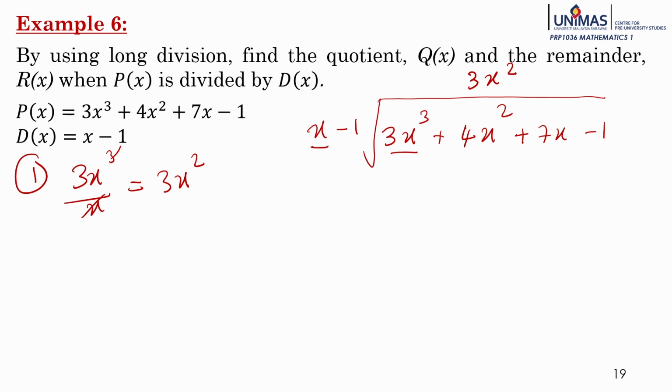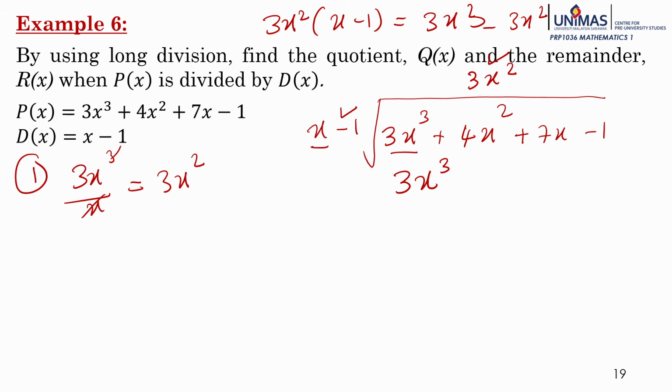Second step, 3x squared multiplied by x minus 1. So 3x squared times x minus 1, we get 3x cubed minus 3x squared. So we put here 3x cubed minus 3x squared. And then we have to subtract. So minus here, we get 0. 4x squared minus negative 3x squared, so we get the answer 7x squared. And then we put down here 7x.